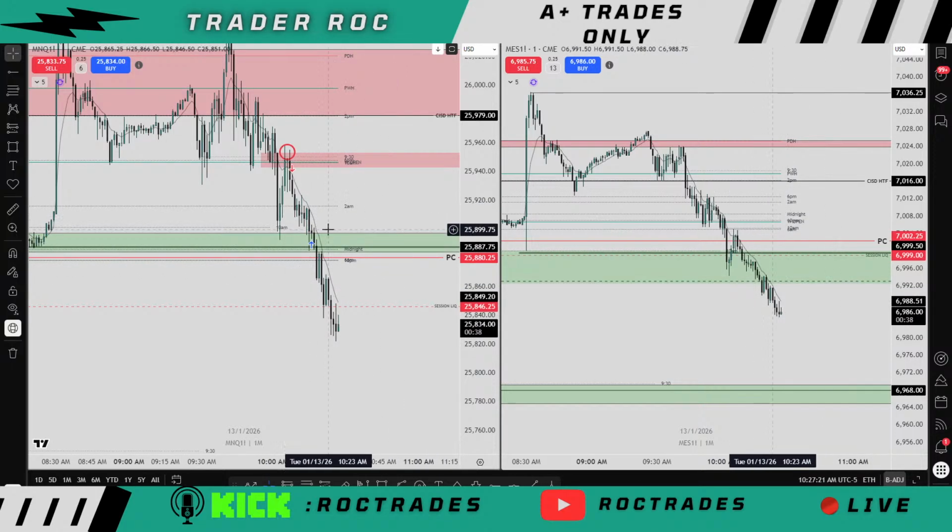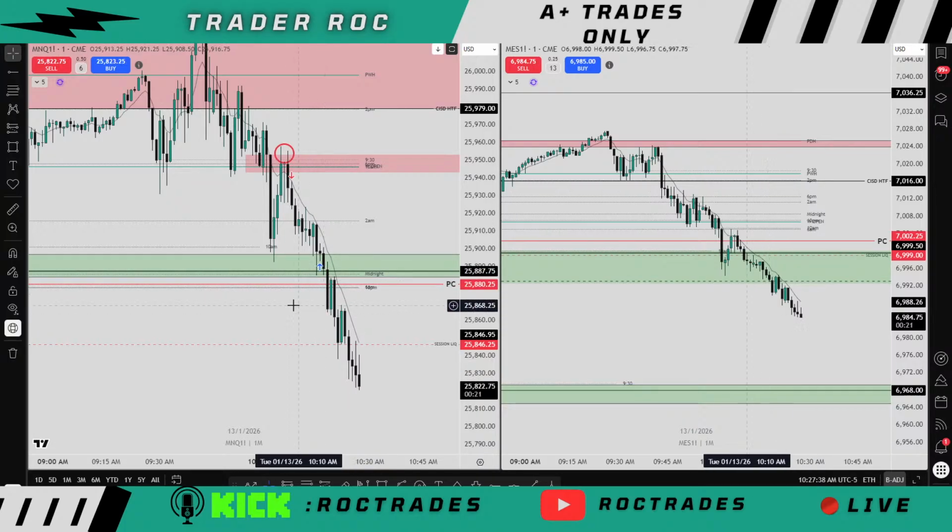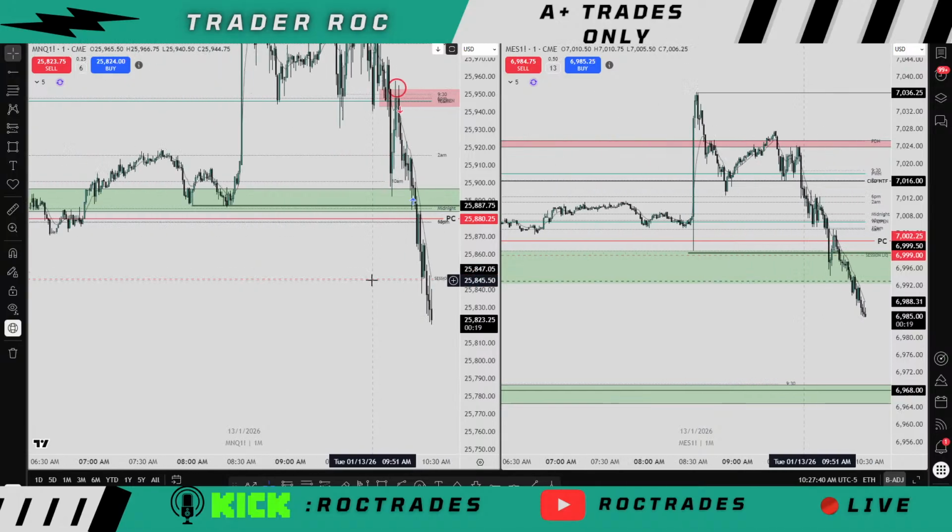It's trash. But that's the type of stuff that's like, that's where the market can do whatever it wants to do. It could have bounced here instantly and went right back up. I would have been even more upset. But instead, you get that closure through. And once you break midnight, like there's nothing really left besides Asia low.